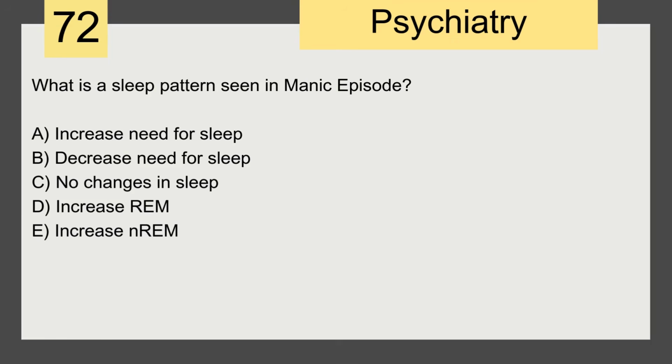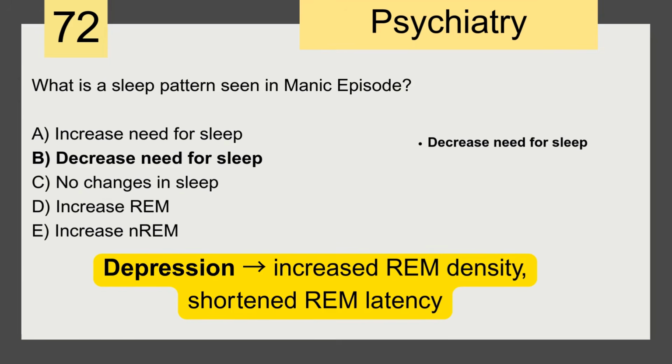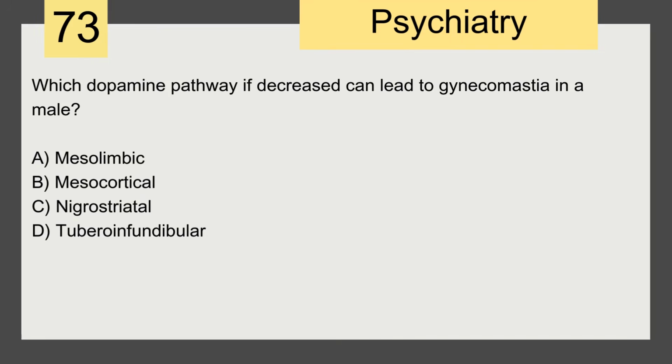Question 72. What is the sleep pattern seen in a manic episode? So we see a decreased need for sleep. It doesn't increase REM. We talk about REM sleep specifically in relation to depression, where we see an increased REM density and a shortened REM latency. Question 73. Which dopamine pathway, if decreased, can lead to gynecomastia in a male? Tuberoinfundibular. Wish I had a good mnemonic for all four of these, but the tuberoinfundibular is associated with gynecomastia.